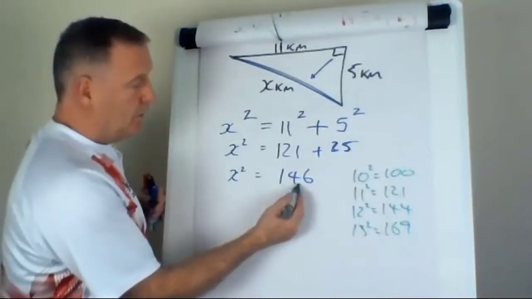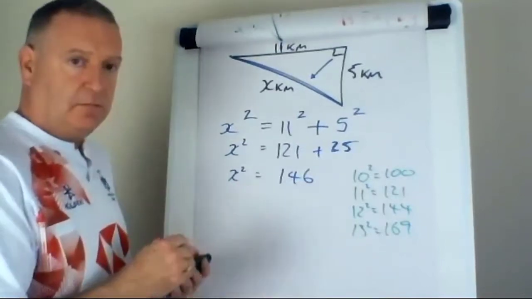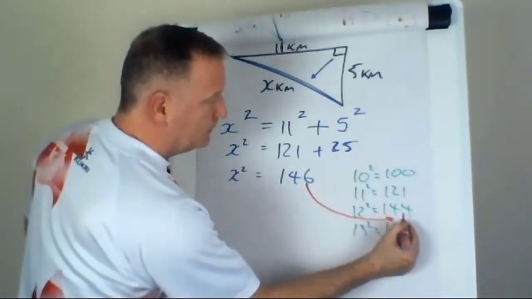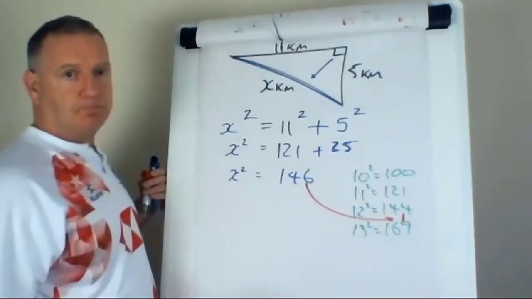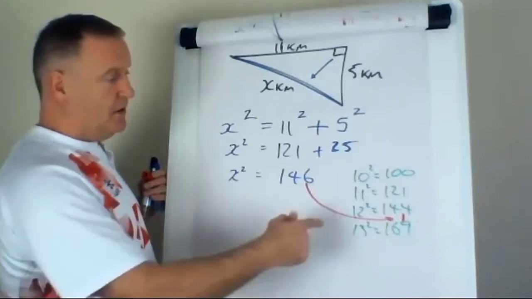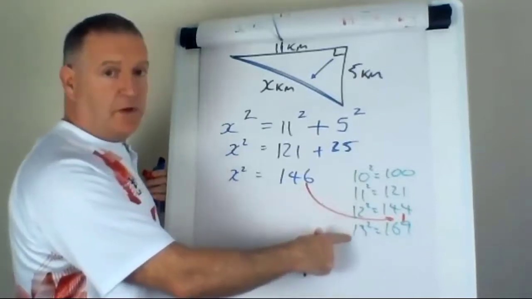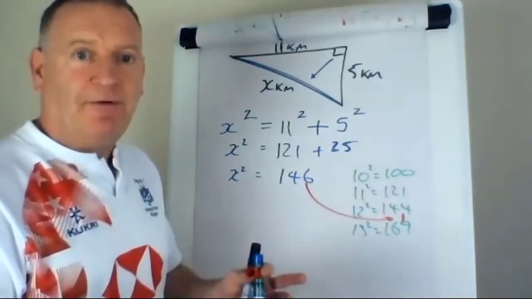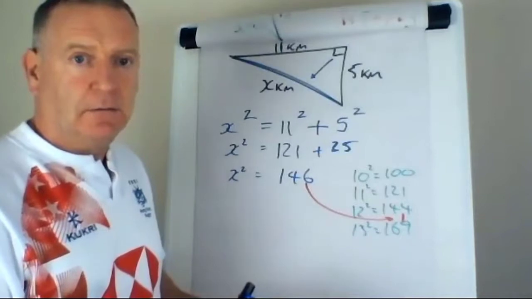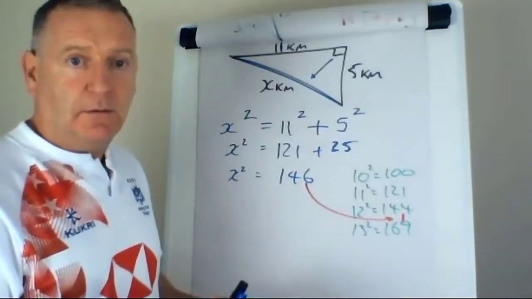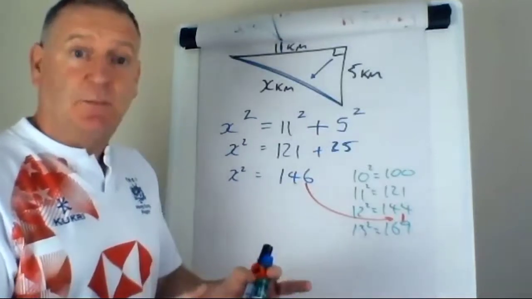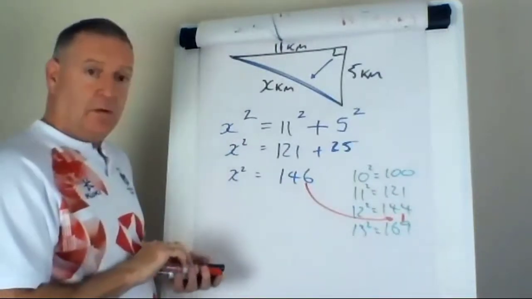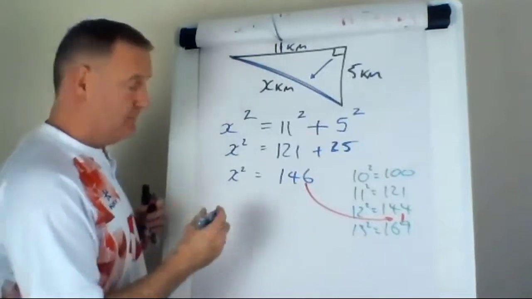Yeah. Well, look, 146 is between here, isn't it? It's not 12. It's not 13. It's going to be 12 and a bit. You okay? You got the idea? It's going to be 12 and a bit. Well, your calculator can tell you the bit.